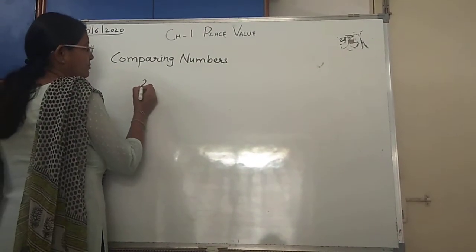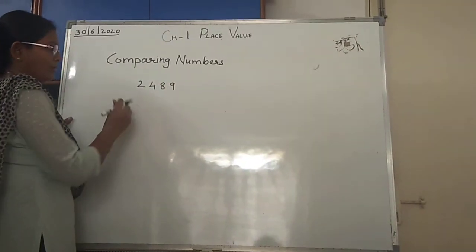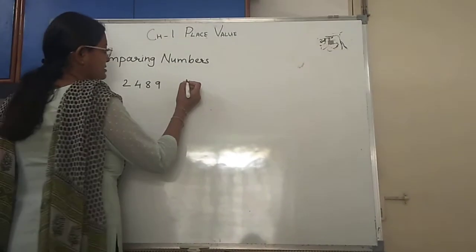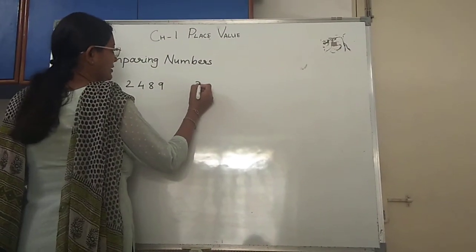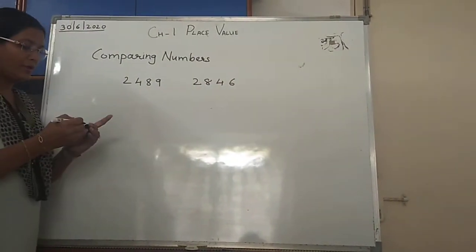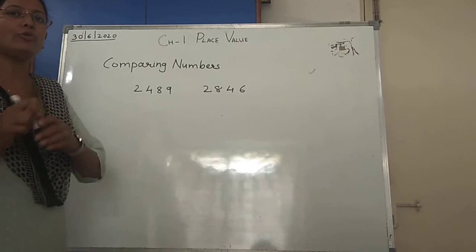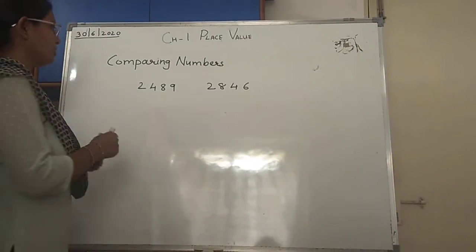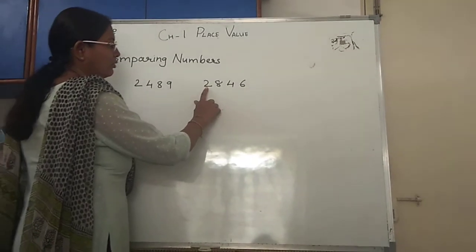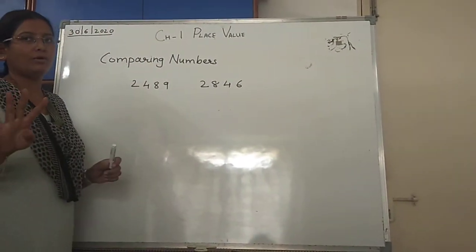Suppose the number is 2489. There are certain rules for comparing two different numbers. Let me give you one more number, that is 2846. First of all, the first thing you have to do is count the number of digits of both the numbers. 1, 2, 3, 4. Here 1, 2, 3, 4. Both are 4-digit numbers, right?